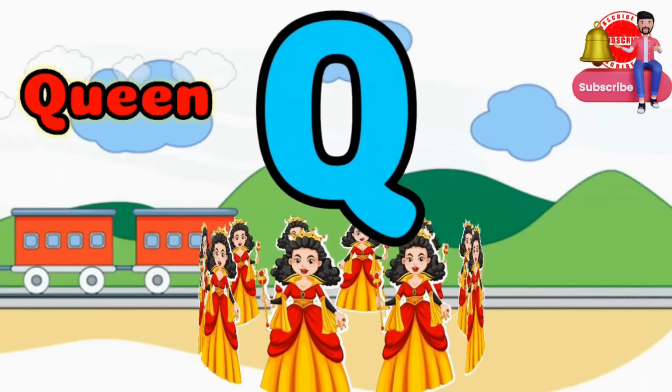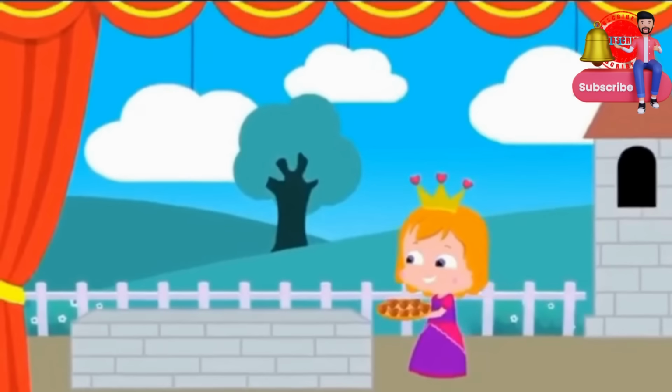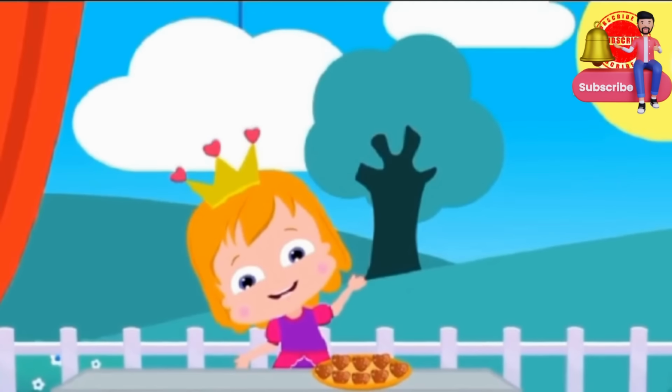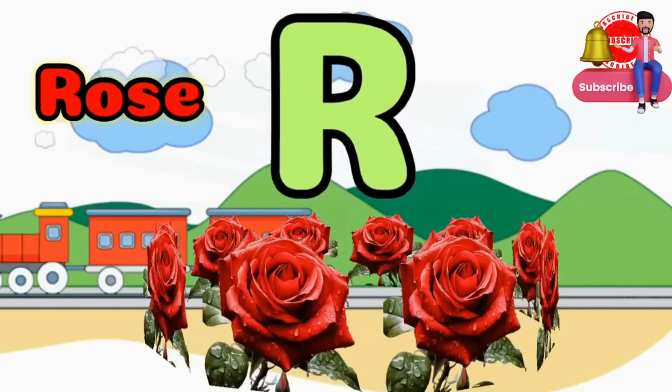Q for queen. The queen of hearts, she made some tarts all on a summer's day. R for rose.